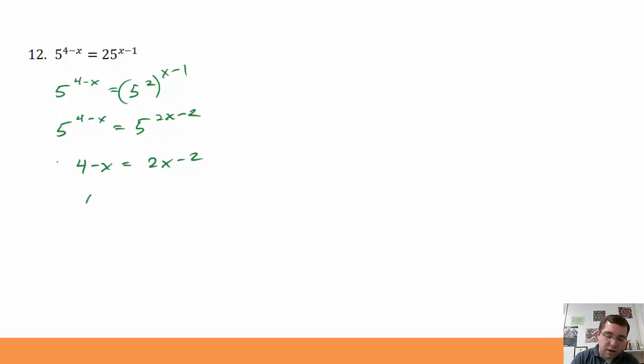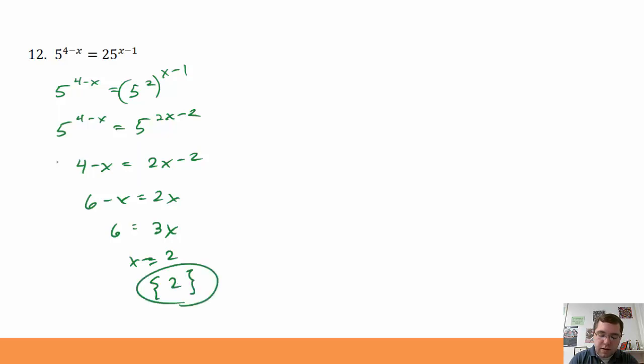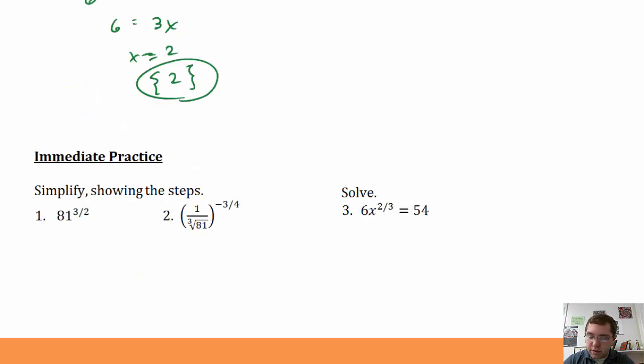So I'll add the 2 over here. That makes 6 minus x equals 2x. I'll add the x over there. That means 6 equals 3x. That means x equals 2. So the solution to my equation is the set containing 2. And I can always check my answer by plugging it in and making sure it works.